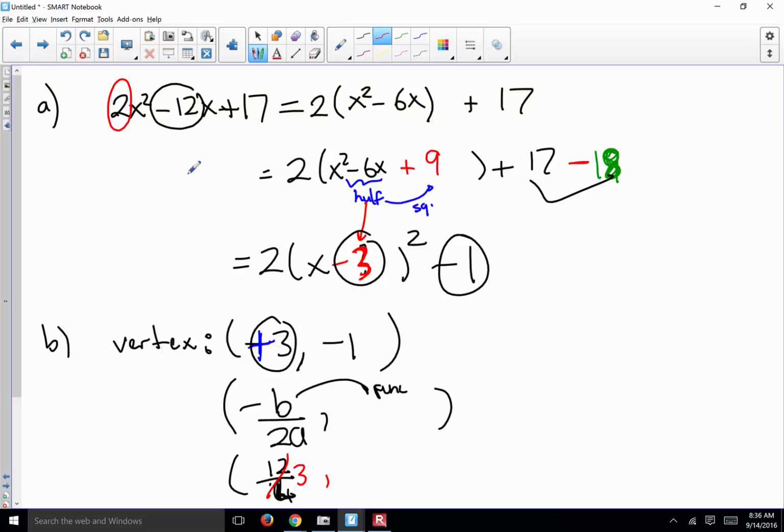You need to enter this into the function. 3 squared times 2 minus 12 times 3 plus 17. I believe you'll get the same answer. Okay?